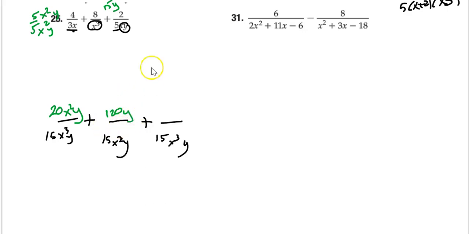And then over here, it's kind of hard to see, but I have 5. I need a 3, because I only have a 5. I only have an x, I need x squared. But I do have the y. So we get 6x squared. And that's pretty much it. Can't do anything else with that. You could make it all under one fraction.